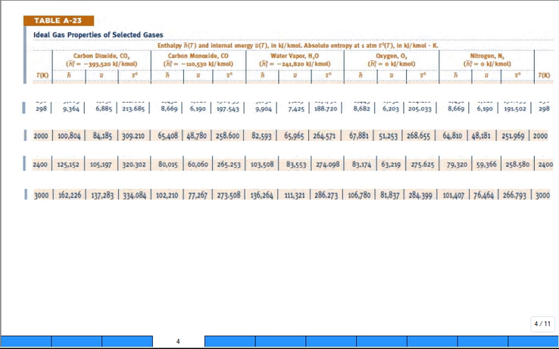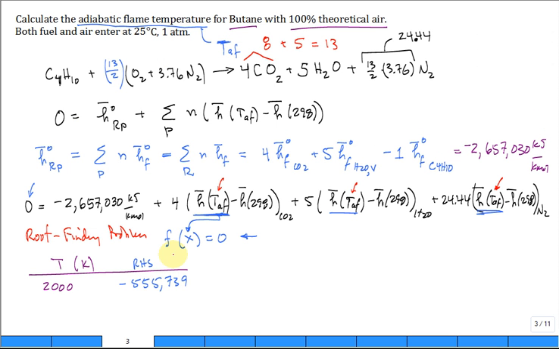You would be using table A23, and you would need the carbon dioxide molar enthalpy at 2000 Kelvin. So there's a value that I need. Subtract off the value at 298 Kelvin. That's the delta H bar. Likewise for water vapor, you have the enthalpy at 2000 subtracted from the enthalpy at 298. And for nitrogen, the enthalpy at 2000 minus the enthalpy at 298. So those are the 6 values you take the difference of in order to evaluate the right-hand side.